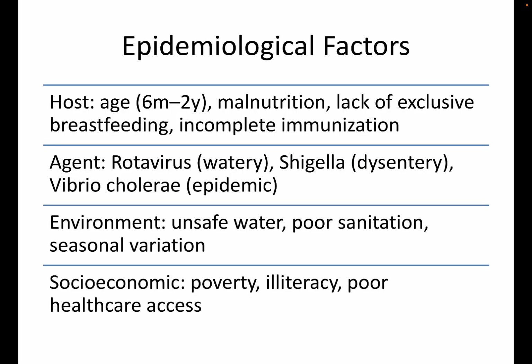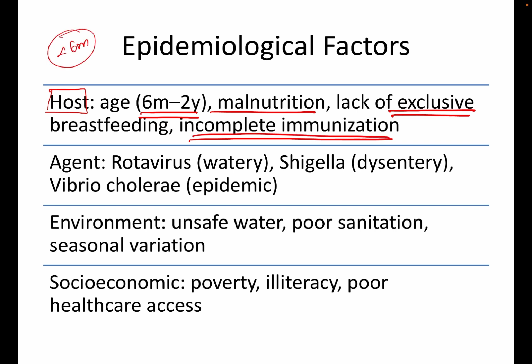So now coming to the epidemiological factors, the host factor. Children between 6 months and 2 years of age are at a higher risk, as are malnourished children, those lacking exclusive breastfeeding, and those with incomplete immunization. Children less than 6 months are protected if they are given exclusive breastfeeding. Coming to the agent, rotavirus is the most common agent, followed by Shigella and Vibrio cholerae.